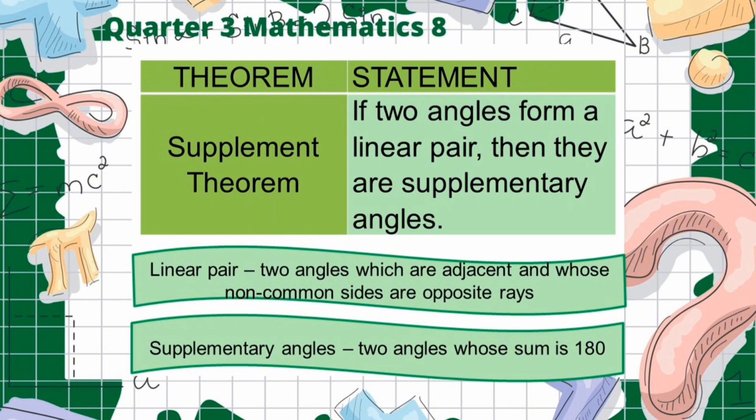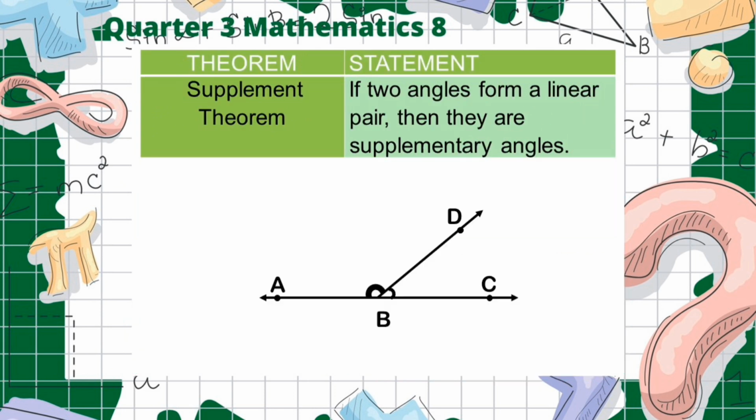Next is the supplement theorem. If two angles form a linear pair, then they are supplementary angles. FYI, a linear pair are two angles which are adjacent and whose non-common sides are opposite rays, and supplementary angles are two angles whose sum is equal to 180. As you can see in the illustration of the supplement theorem, angle ABD is supplementary to angle CBD.